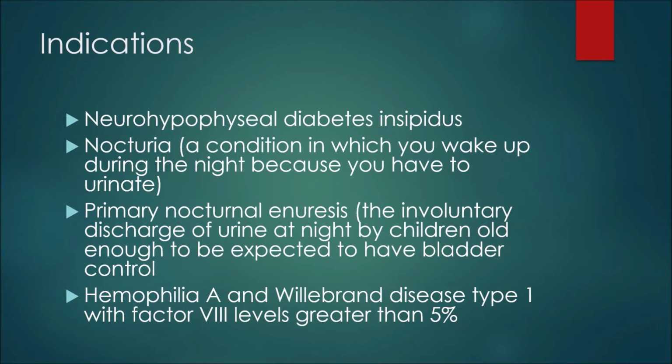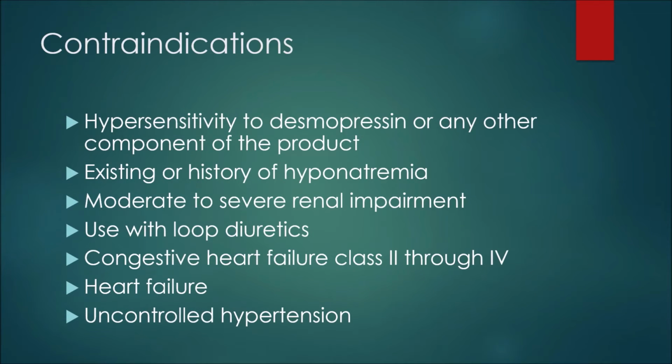In terms of indications or reasons we would prescribe this medication to a patient, we may see it used in the treatment of neurohypophyseal diabetes insipidus, as well as in the treatment of nocturia, which would be a condition in which you wake up during the night because you have to urinate. Primary nocturnal enuresis would be treated with this medication, which is the involuntary discharge of urine at night by children old enough to be expected to have bladder control. As well, hemophilia A and Willebrand disease type 1, both with factor VIII levels greater than 5%, could also be treated with desmopressin.